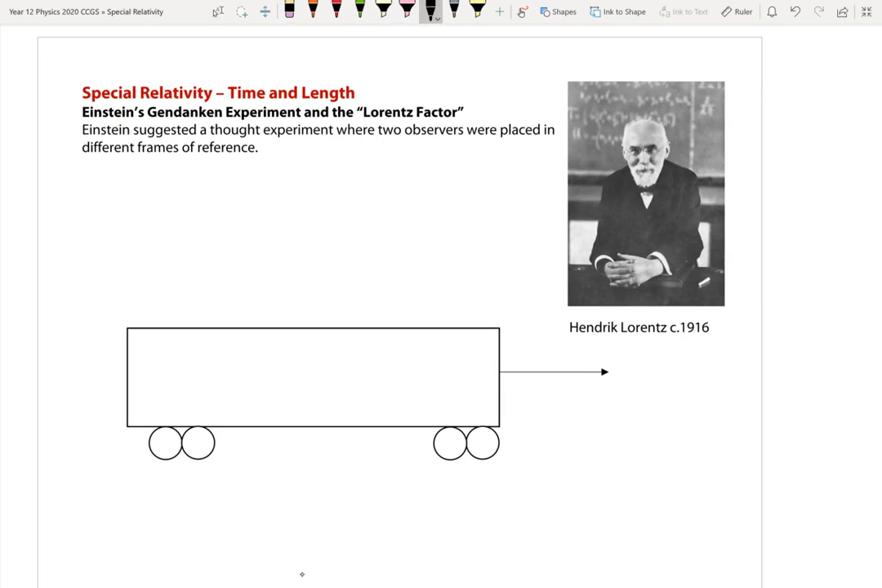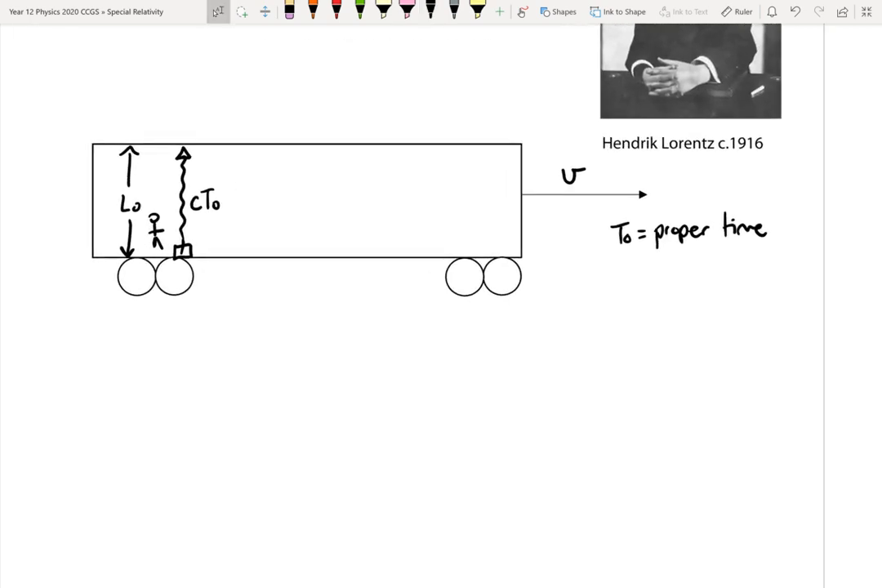Let's suppose we have a train that can travel really fast with some speed v, okay? And the train has a height, call it L0, okay? And inside the train, there's an observer that observes a beam of light, like a laser beam, travels up a certain distance. Now, that distance can be measured as c times t naught. Now, t naught is called the proper time. We're going to have two different times here. Remember, you've got two different observers in two reference frames. I'm going to bring in the second observer in a moment.